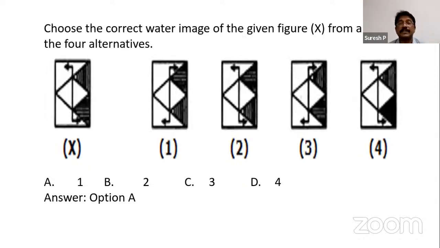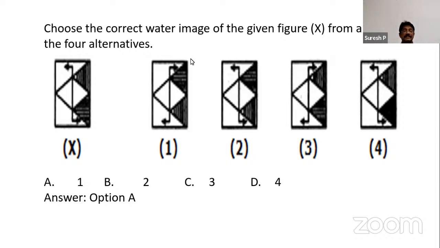Choose the correct water image of the given figure X from among the four alternatives. This is very important. The image becomes inverted here, so the water image you have to find. If you see all four, this doesn't change, and this doesn't change. The arrow here, when you take it, should be inverted, which means it should come down, and this should go up.